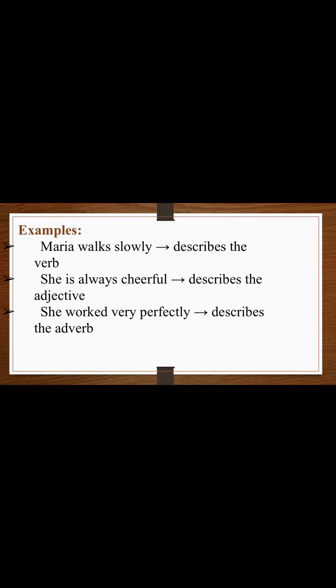For example, Maria walks slowly. Here, the adverb describes the verb. Slowly describes the walking of Maria, not Maria. She is always cheerful. The adverb describes the adjective. She worked very perfectly. Very describes the adverb, an adverb describing another adverb.